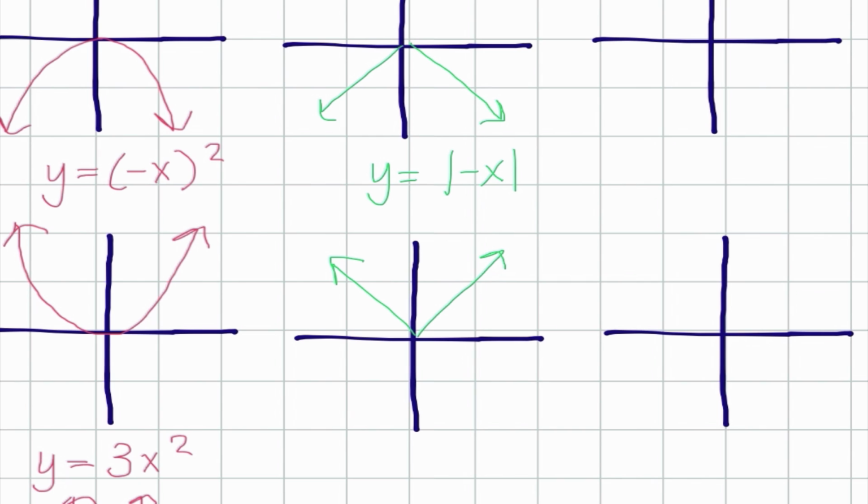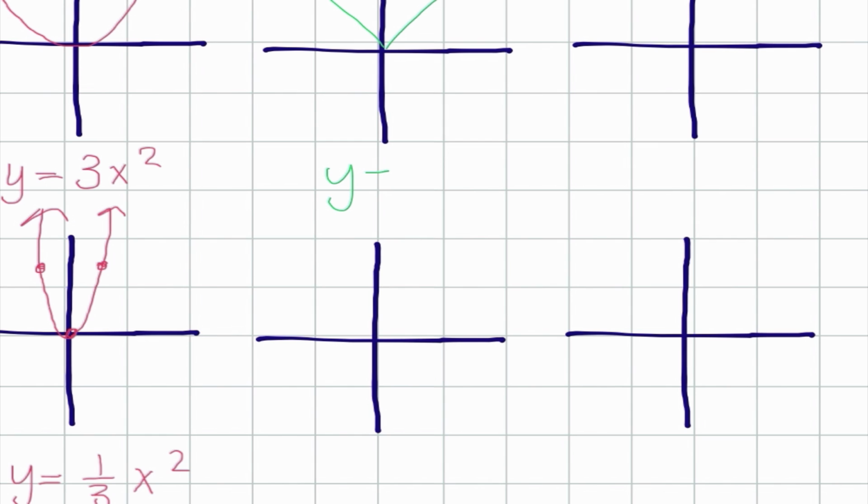But the key things we need to know with reflections: a negative outside means that we are reflecting over the x-axis. A negative inside our function means we are reflecting over the y-axis.